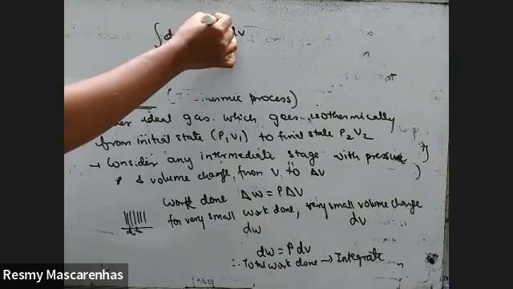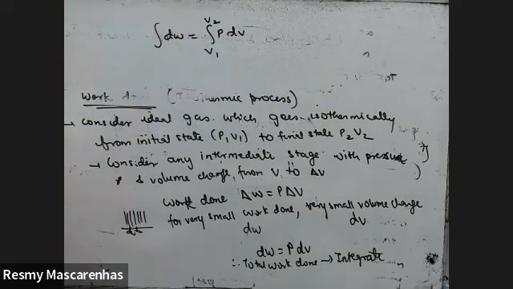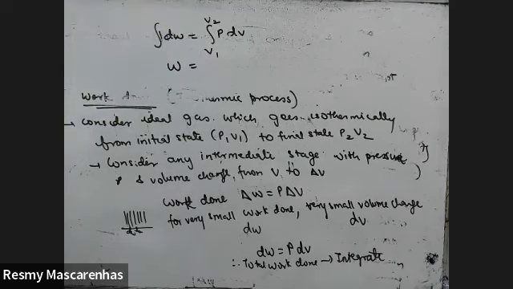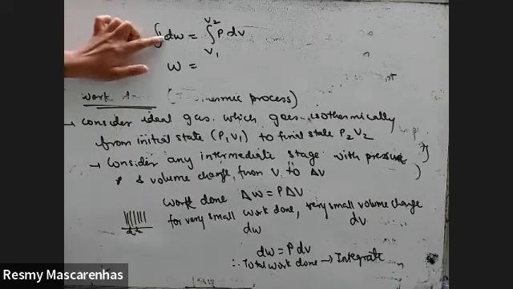This is from V1 to V2, initial to final. Anyway, this one with respect to dW will be W, because you know that the integral of 1 dx is x. The integral of 1 with respect to that letter always becomes that letter. If you had 1 dt, it would become t. That's why if you have 1 dW, you'll get W.